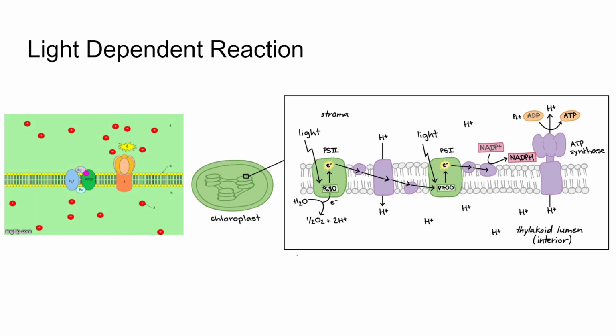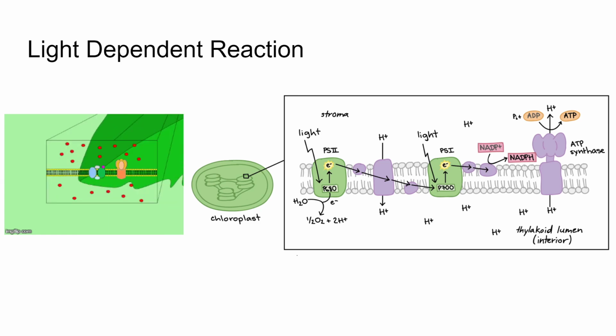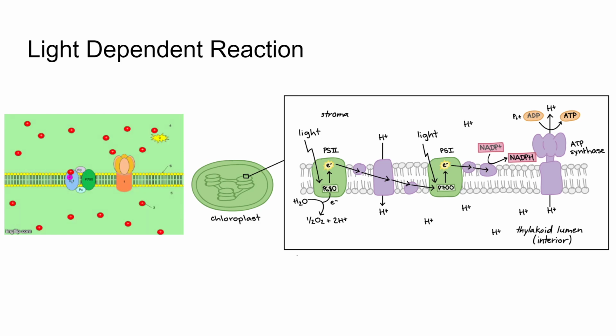The effect of these steps is to convert light energy in photons into chemical energy in the form of ATP and NADPH. These two molecules from the light-dependent reactions are used to make sugars in the next stage of photosynthesis, the Calvin cycle.